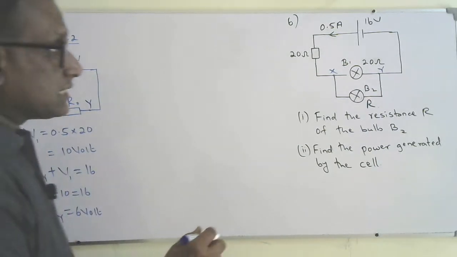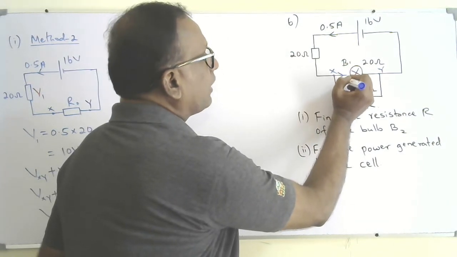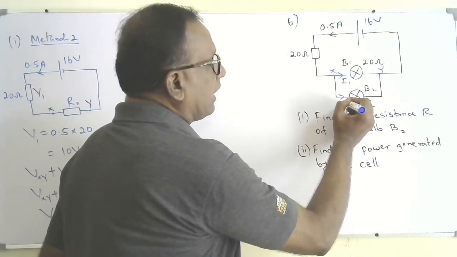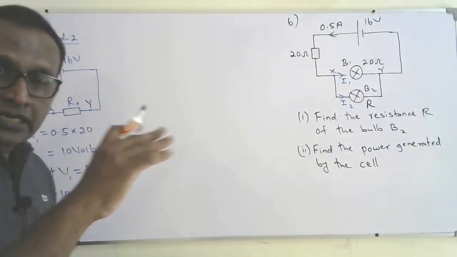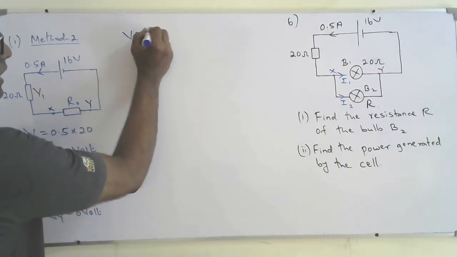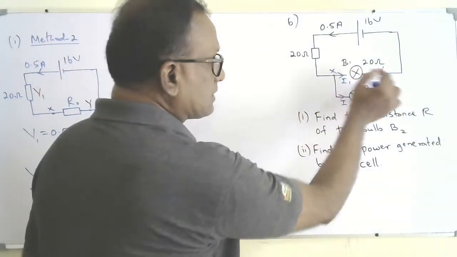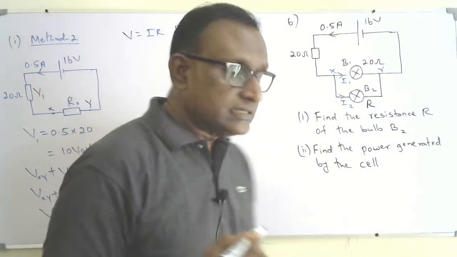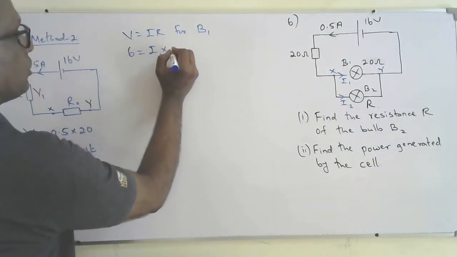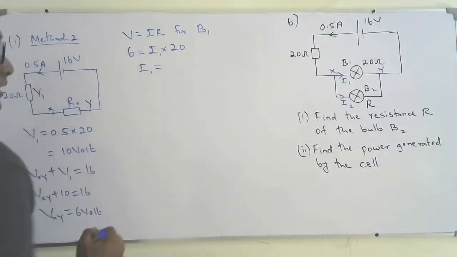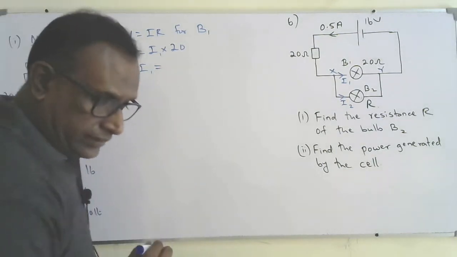So I know the voltage across the junction. Right, I can say the current through the bulb B1 is I1. So I can find the I1 by using V equals IR for the bulb B1. This is a little longer method, right? I know the voltage across the bulb B1 is the same as the voltage across the junction that I already found, 6 volt. So 6 equals I1 times 20. Find the I1, the current through B1. So that will be 0.3 amperes.